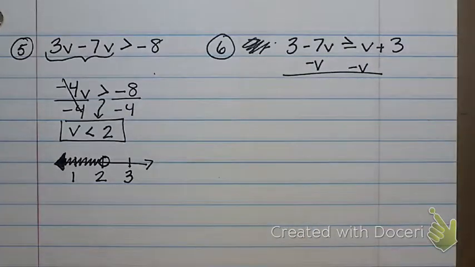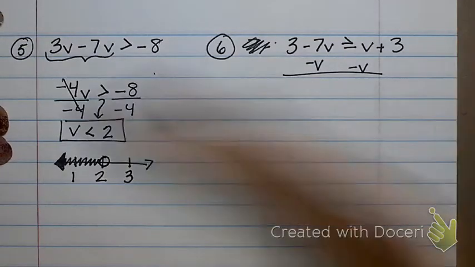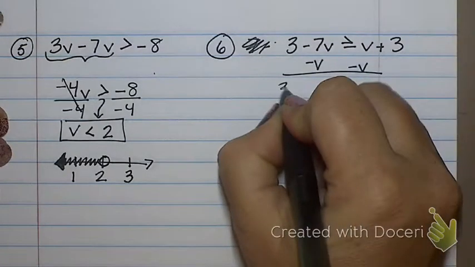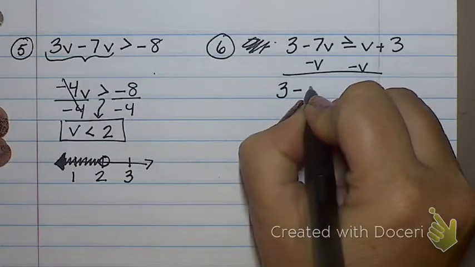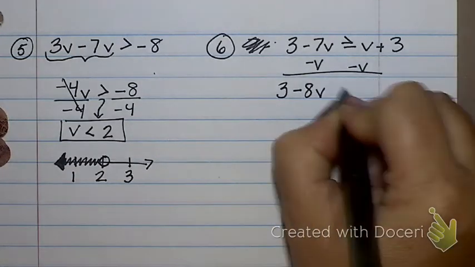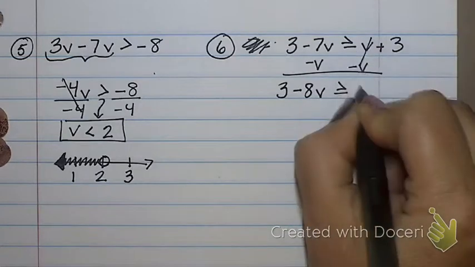When we were doing just the plain equations without the inequality signs, it didn't matter what side we put our letter on, right? We just tried to keep things positive because it was easier. Now it's easier to keep things on the left side just for graphing purposes. So even if it's negative, keep it on the left side. So I have 3 minus 8v is greater than or equal to 3.